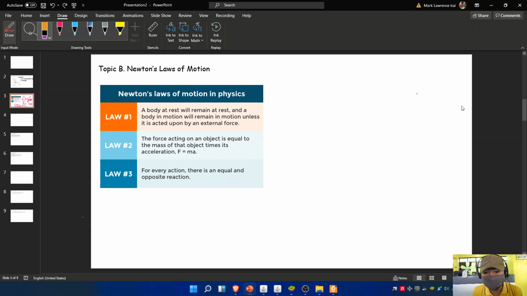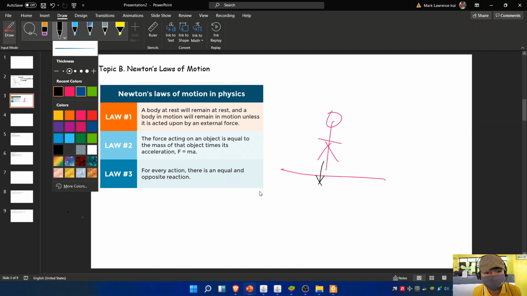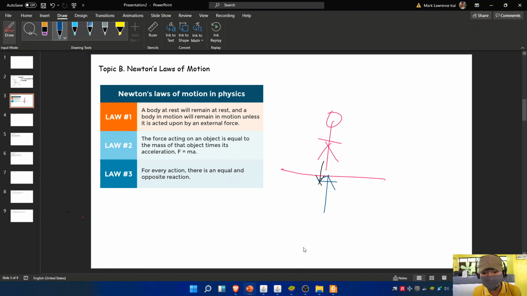Okay, so for law number 3, it says that when you are a person like this, you are actually exerting a force downwards, and the floor is also causing a force upwards. Okay? So para equilibrium ka lang. So ibig sabihin zero. So ibig sabihin hindi ka mahuhulog at hindi ka rin lulutang.